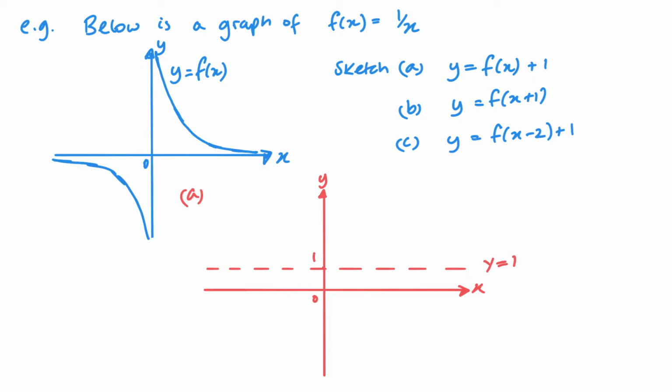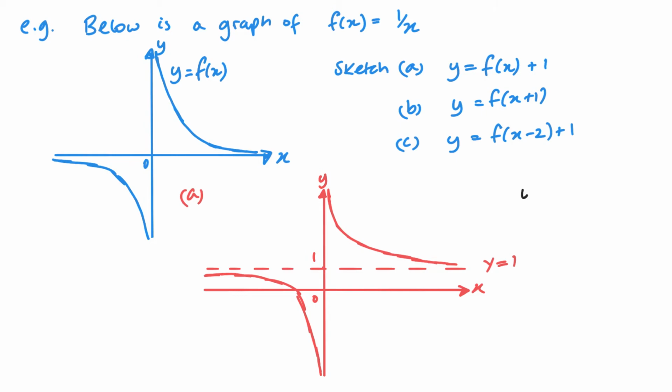Then I can go ahead now and do my sketch. So as it's a 1 over x type of graph, still going to keep that same shape, we just moved it up 1. The difference now is that it's heading towards the line y equals 1 instead of the x-axis, which is y equals 0. And as you can see, there is a point now on the x-axis that I can calculate.